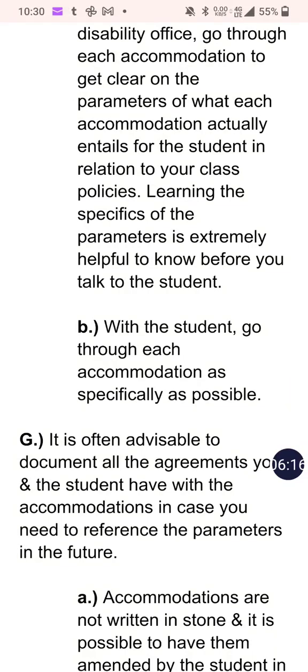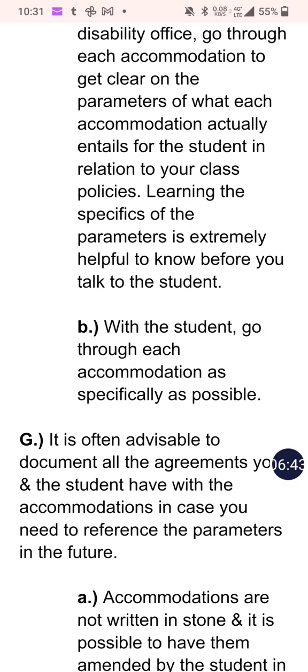The disability office will talk to you about what is required and also what is not required in these areas. That's always good to know. Likewise, with the student, go through each accommodation as specifically as possible so that both of you are clear on what each accommodation actually means.